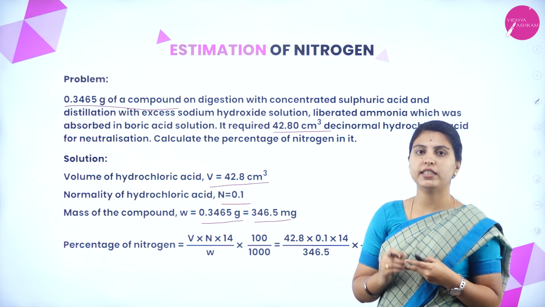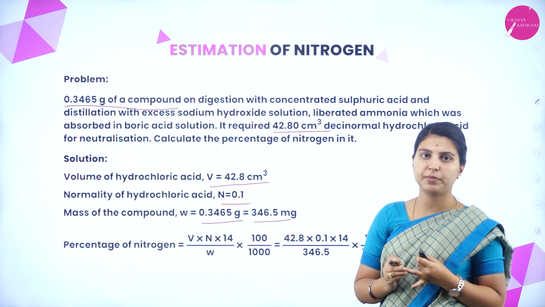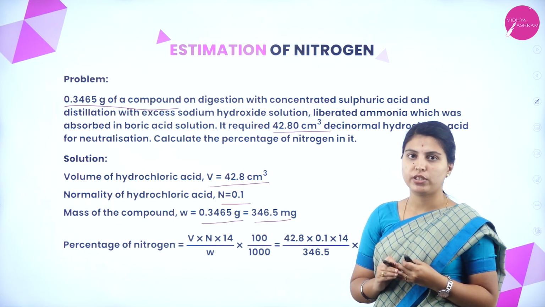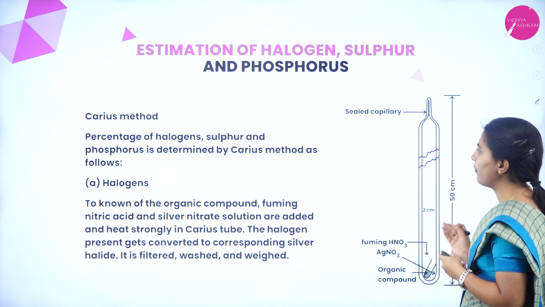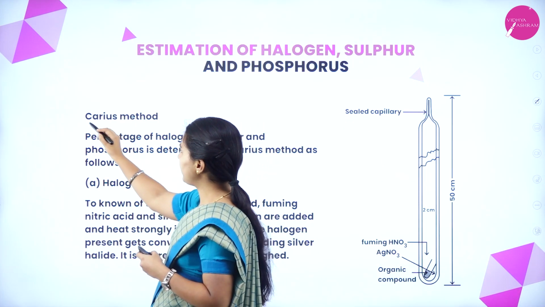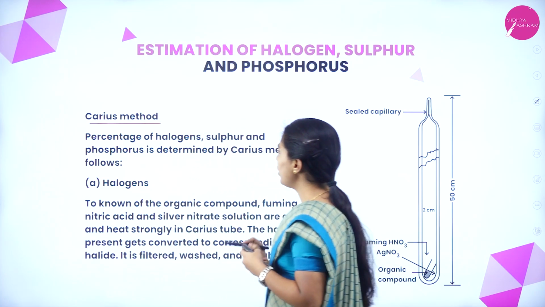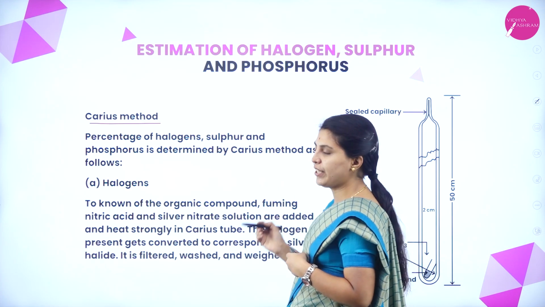You should not forget the two kinds of methods for the estimation of nitrogen: one is the Dumas method and the other is Kjeldahl's method. Next one, the estimation of halogen, sulfur and phosphorus. For these three, the Carius method will be used. The percentage of halogen, sulfur and phosphorus is determined by the Carius method as follows.